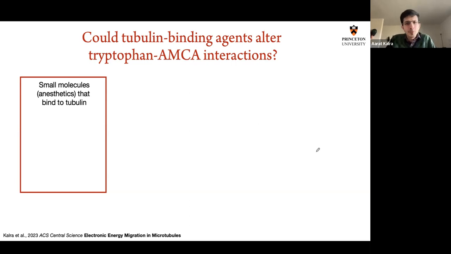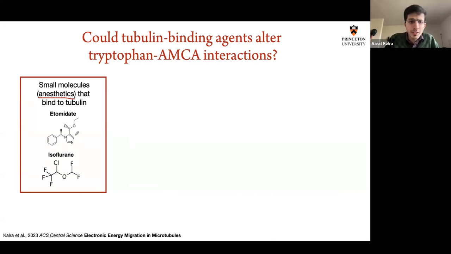Now, the problem with adding a MAP to the solution, and I did this, is that many MAPs, remember, are microtubule-associated proteins. Many MAPs also have tryptophan in them. And this tryptophan will fluoresce, right? So I ended up convoluting the tryptophan fluorescence from the MAPs with those of the tryptophans inside the microtubules, okay? And so instead of using MAPs, we decided to use some anesthetics that we knew from molecular dynamic simulations bound to microtubules, okay? So we decided to explore etomidate and isoflurane, which are two very different anesthetics with different binding sites on the tubulin dimer. And we decided to see how these biochemical agents alter exciton migration.